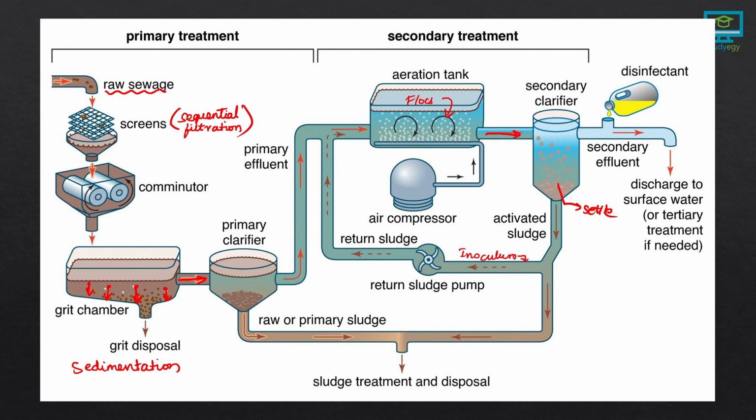Next, here we do anaerobic sludge treatment, where both the settled particles from the primary effluent and the secondary effluent are combined in one place and treated. Now the secondary effluent is either directly discharged to the surface waters, or it may undergo tertiary treatment if needed. So this is all about the sewage treatment plant.